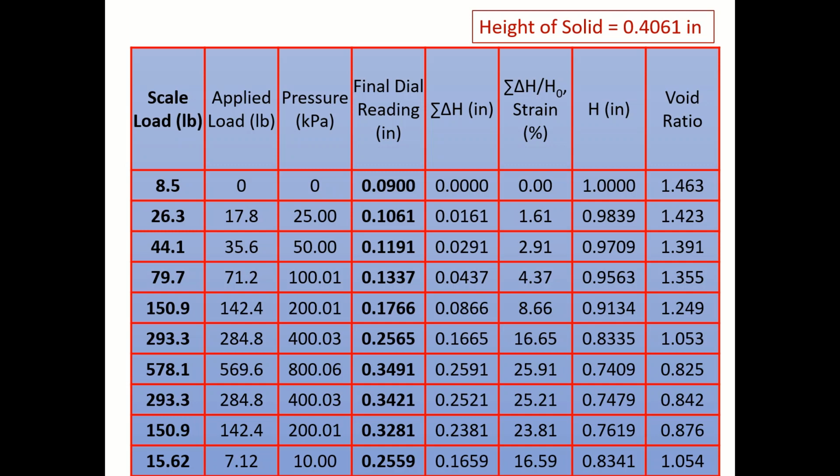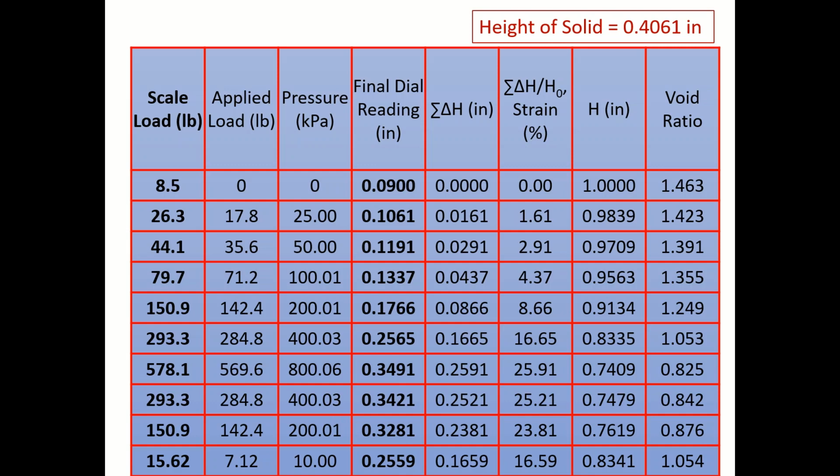For one single vertical load, you took the data for deformation at different times and plotted it. So at the end of one loading, you have the final dial reading of the specimen. This is the final dial reading. So you can calculate the total deformation for that loading. This is the total deformation, and then you have to calculate the strain, which is the deformation divided by the initial height.